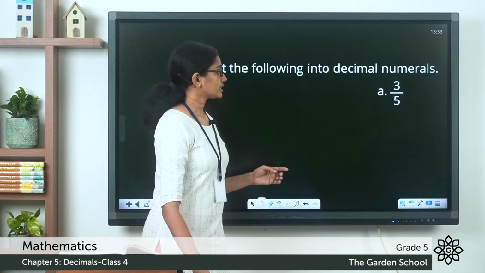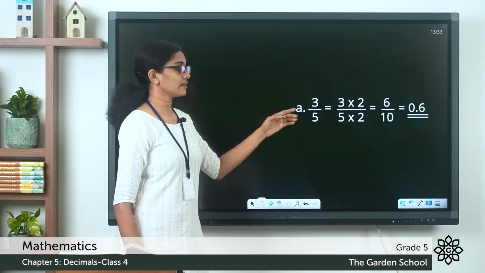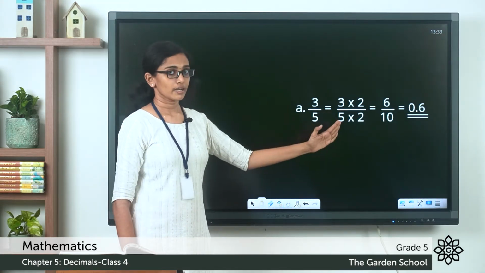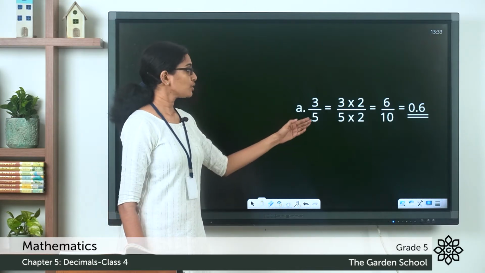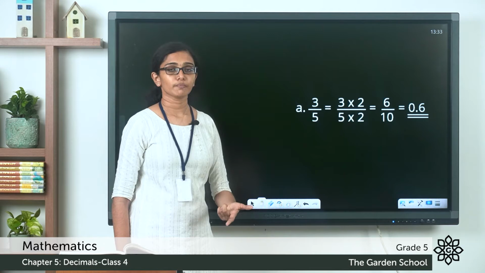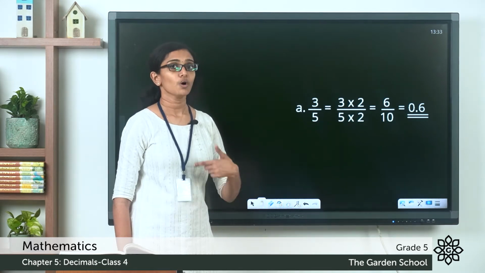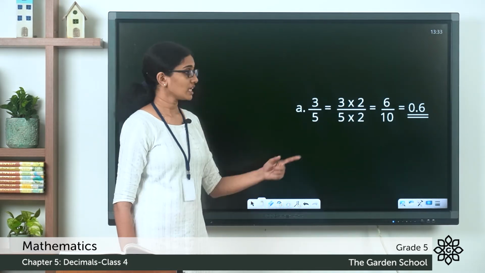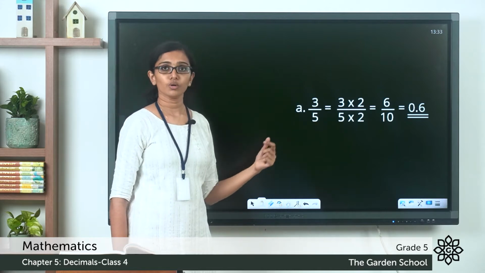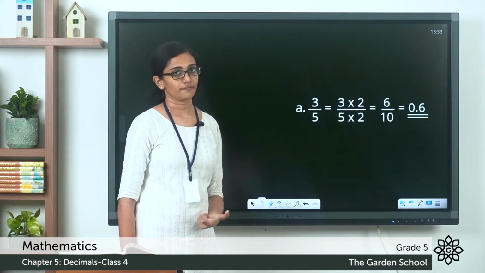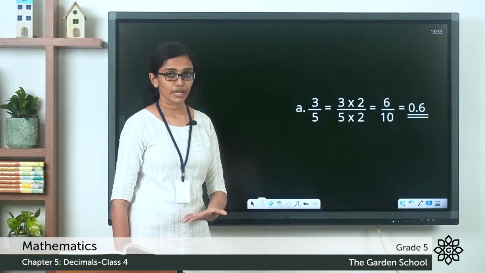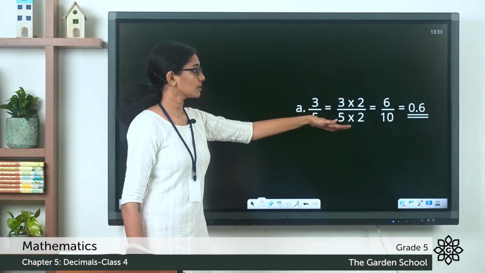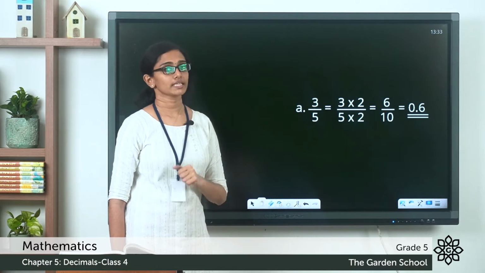Right? So let's see how we can do that. So we have 3 by 5. Let's convert it to an equivalent fraction so that the denominator becomes a multiple of 10. So how do you change this 5 to a multiple of 10? 5 ones are 5, 5 twos are 10. So if we multiply 5 by 2, the denominator becomes a multiple of 10. So since we are changing it to an equivalent fraction, let's make sure we multiply both the numerator and the denominator with the same number.